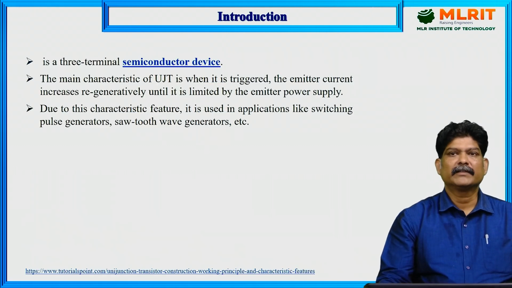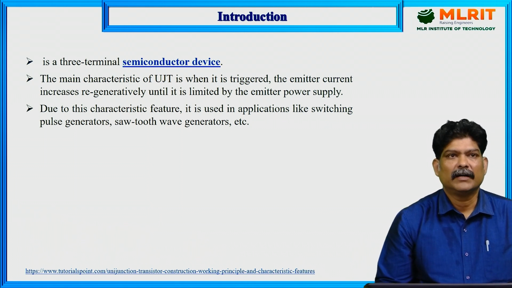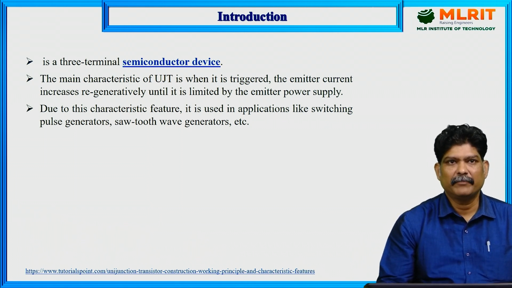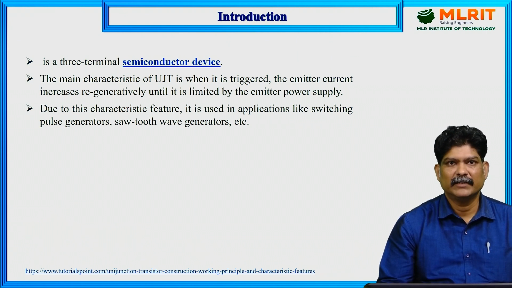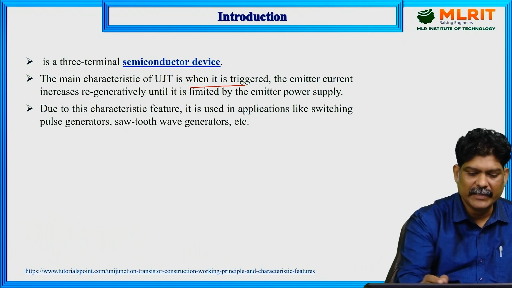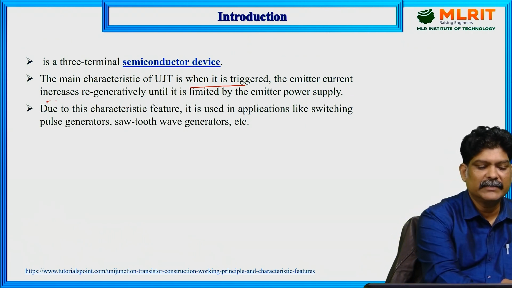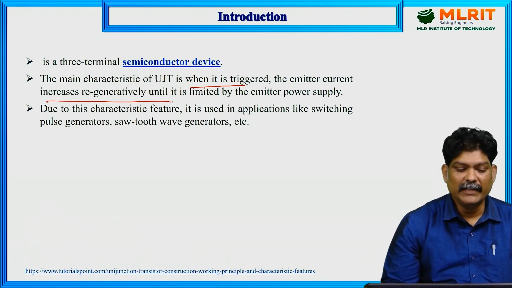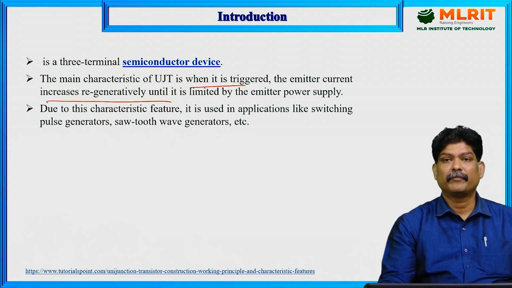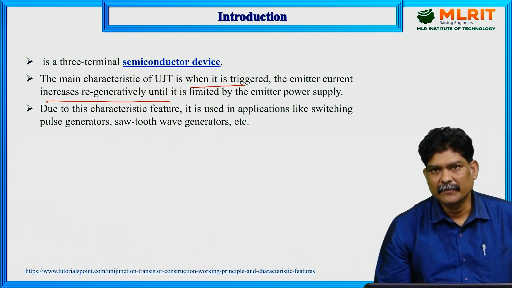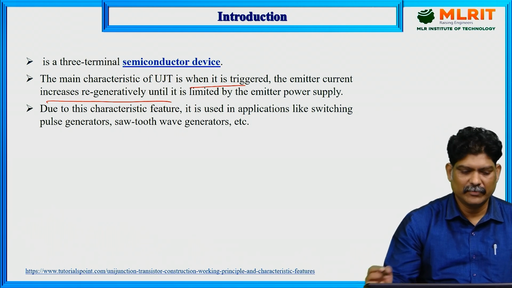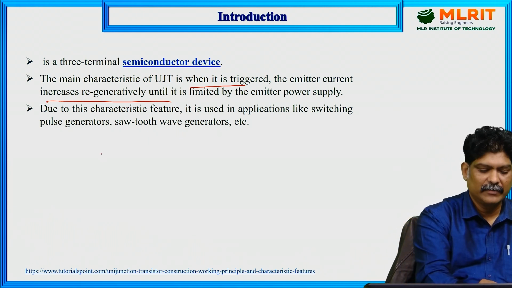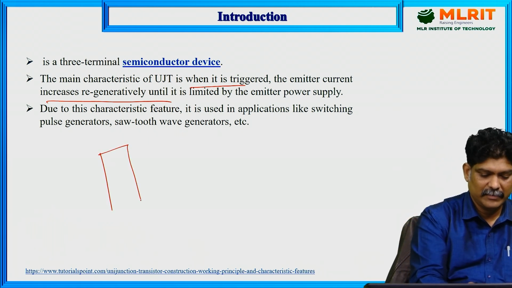Coming to the introduction part, UJT is a three-terminal semiconductor device. The main characteristic of UJT is that when it is triggered, the emitter current increases regeneratively until it is limited by the emitter power supply. So here it is a three-terminal semiconductor device. What are the three terminals here? Let us draw this.